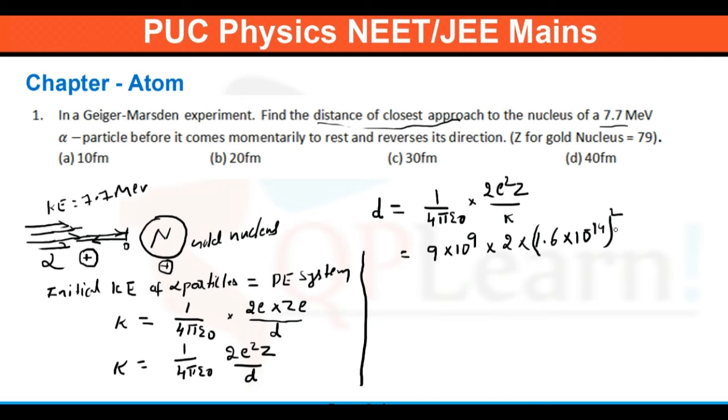Z is the atomic number of gold, 79, whole divided by K, which is 7.7 into mega electron volt. Mega means 10 to the power of 6. Electron volt we are going to convert by 1.6 into 10 to the power of minus 19.